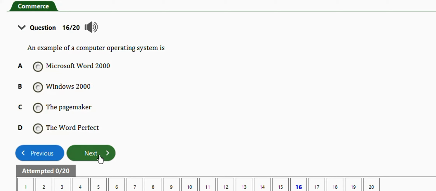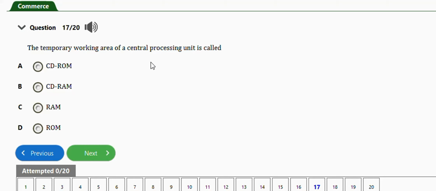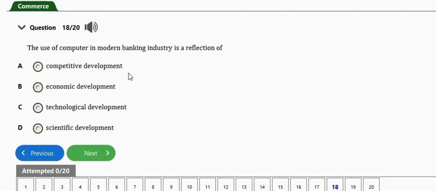Okay. Next question. The temporal working area of a central processing unit is called RAM. Option C. Okay, very important. This one says the use of computer in modern banking industry is a reflection of competitive development, economic development, technological development, scientific development. Right answer is option C, technological development.